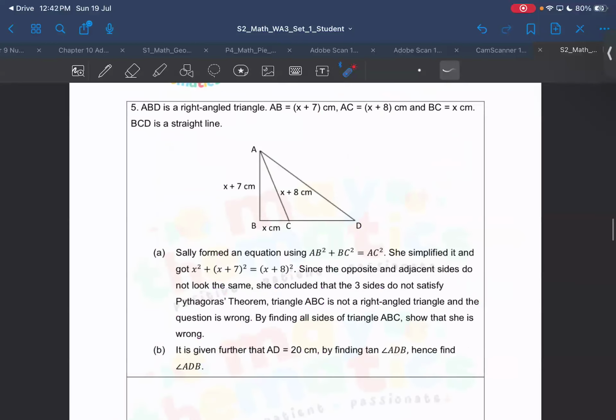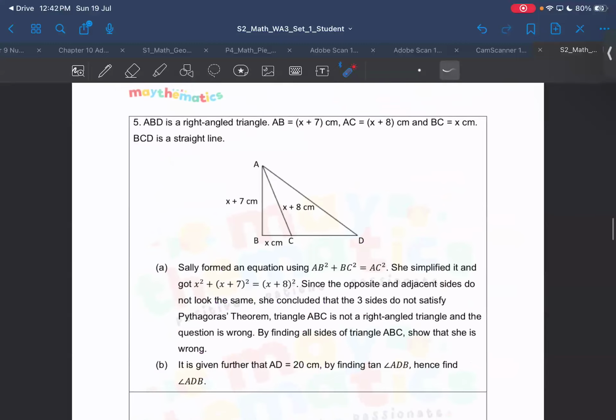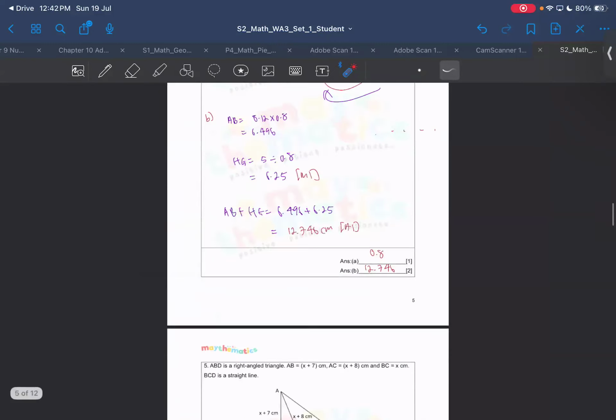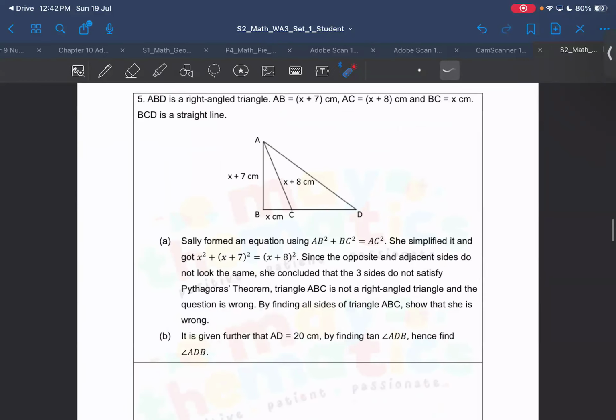I see some of you doing question 5 already. You all can do first. Question 5 is very similar to your question 3. You go and find your AB, BC, and AC. Form your equation first. Very, very similar to question 3.